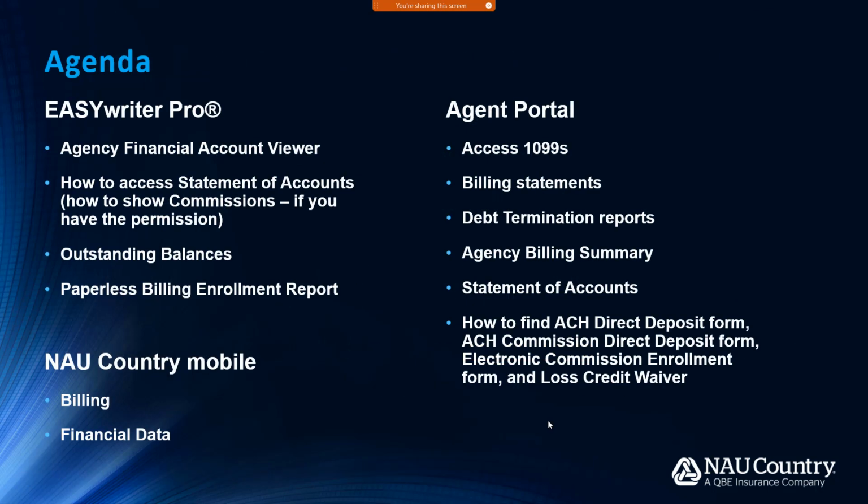Okay, we're going to begin with the agenda here. To start off with, we're going to cover a variety of systems today. We're going to touch on Easywriter Pro. We're going to go over how to utilize the agency financial account viewer, which is going to give you really an all-encompassing look at your accounts or policyholders' account information in the system. We're also going to talk about how to access your statement of accounts, and for those of you with the right privileges, how to be able to pull down commission detail as well.